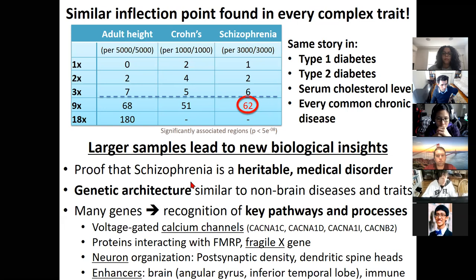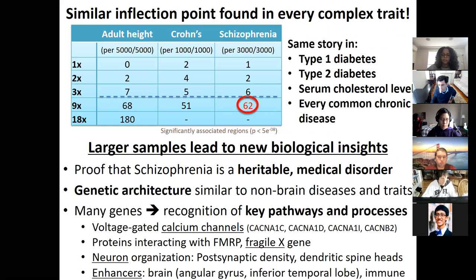So that basically showed the world that schizophrenia is a heritable, a medical disorder. It's not just some weird environmental influence, and that the genetic architecture was similar to non-brain diseases and traits with many genes enabling recognition of key pathways and processes. And that's what we're going to talk about next. The fact that as you start looking at these dozens of loci, you see that multiple voltage-gated calcium channels are in fact repeatedly hit, that there's proteins interacting with fragile X, there's proteins involved in neuron organization and postsynaptic density in the dendritic spine heads. And there's enhancers that are acting in brain, in the angular gyrus, in the inferior temporal lobe, and immune enhancers, and so on and so forth.